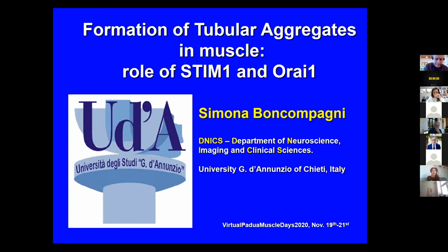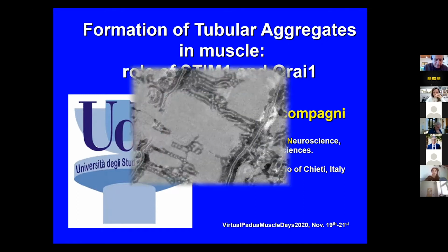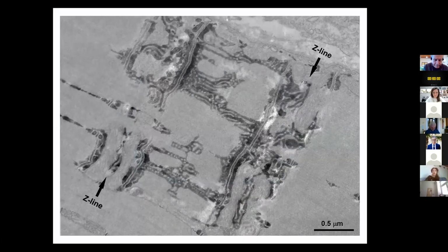As you see in the title, you will hear again about STIM1 and Orai1, but my presentation also has to do with tubular aggregates, aging, and exercise. This is an electron micrograph of EDL fibers from adult mouse processed with the Golgi staining technique.